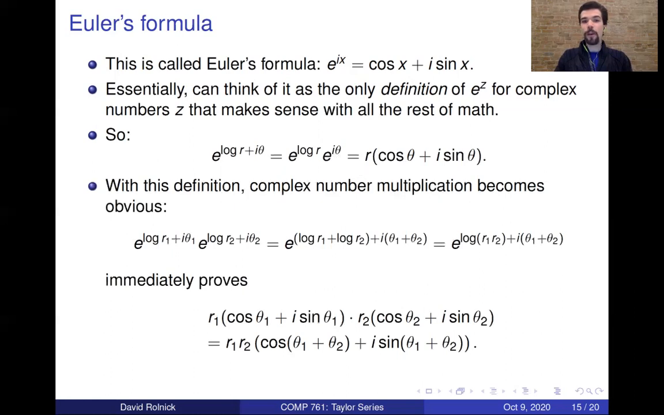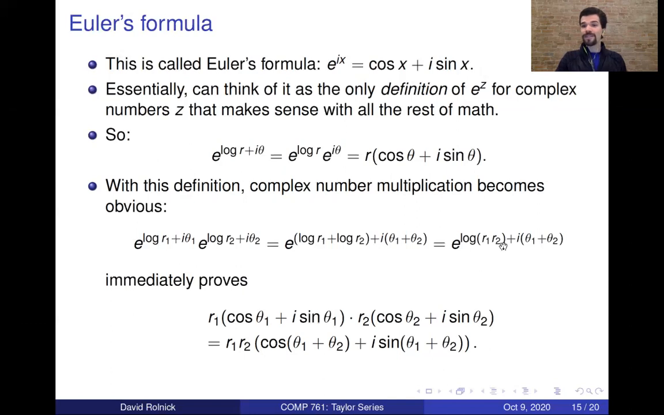Well, remember that complex number multiplication thing? It's obvious now. If you try to multiply two complex numbers, r1 and theta1, r2 and theta2, you just multiply them as these are exponents. So the exponents add. That's what happens if you multiply e to the something and e to the something else.